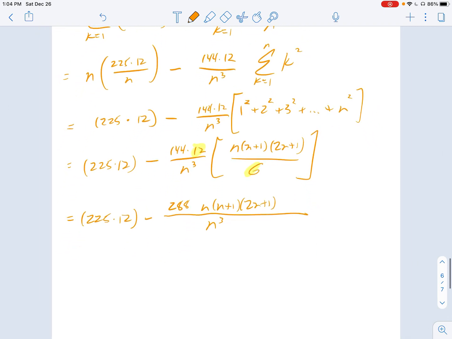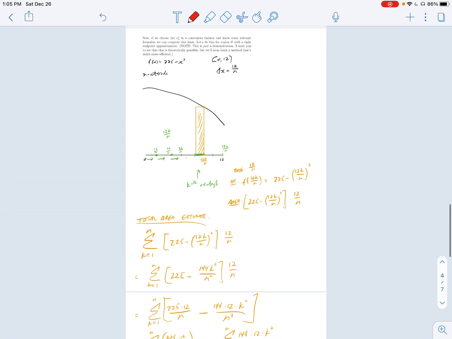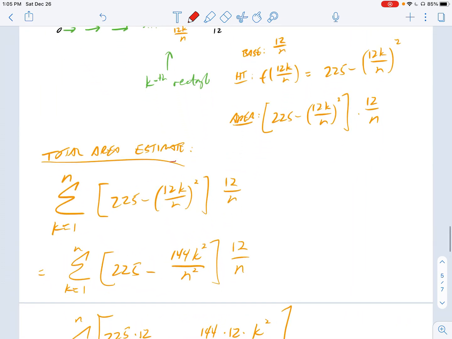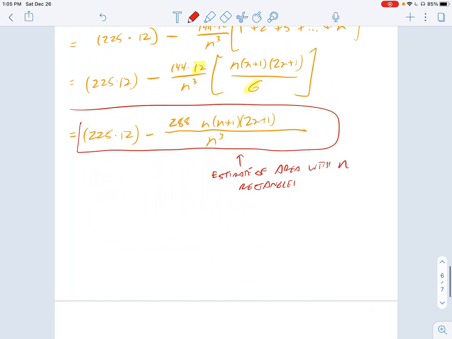So what this is, is my estimate of the area with n rectangles. Right? What I'm finding here is the total area estimate. It's the sum of all those rectangles. But how do we find the actual area of the region R, the true area of the region R?